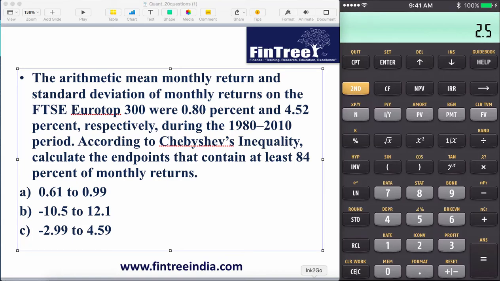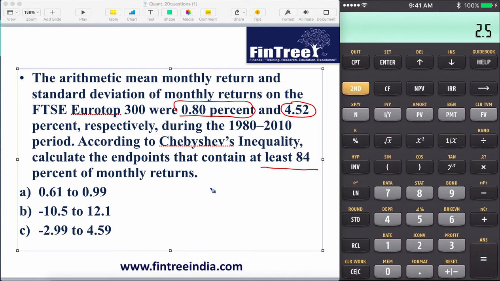So we are looking at a fun question here. It says the arithmetic mean, monthly return and standard deviation of FTSE Eurotop 300 were 0.80% and 4.52% respectively. So the mean is 0.80 and the standard deviation is 4.52. Now, according to Chebyshev's inequality, I always wondered how to pronounce this, calculate the endpoints that contain at least 84% of monthly return.